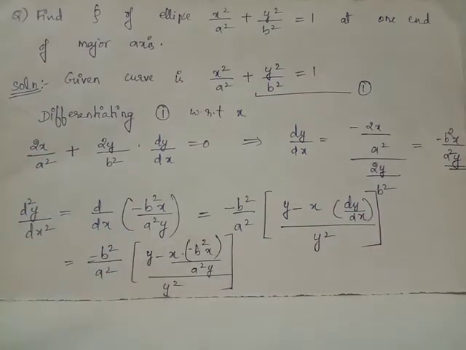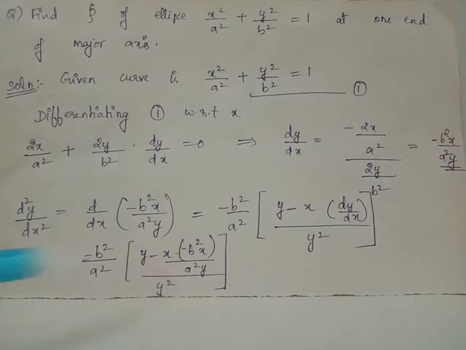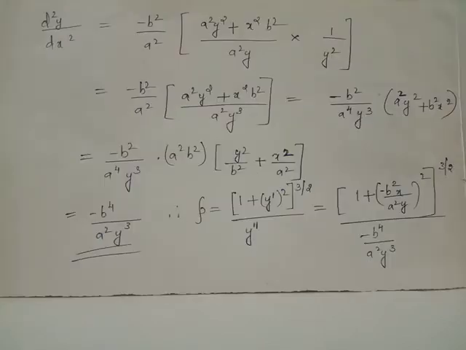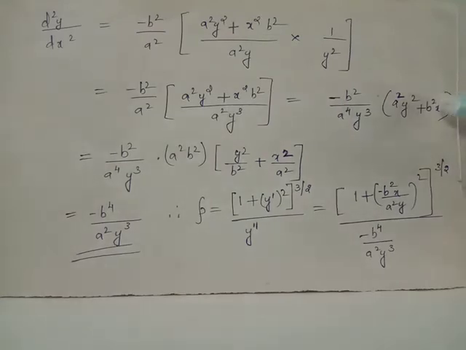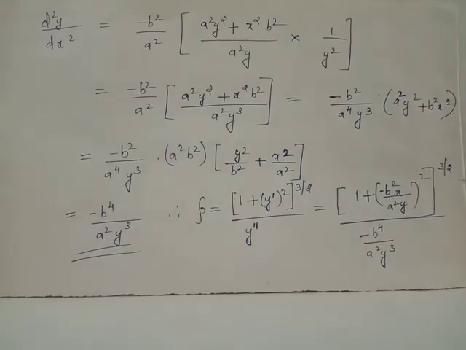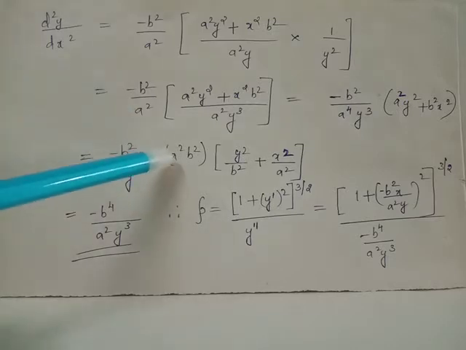Here you can take the LCM and it becomes a square y square plus b square x square divided by a square y, divided by y square. When y square is taken to the numerator, it becomes 1 by y square. Thus we have d square y by dx square equals negative b square by a square multiplied by a square y square plus x square b square divided by a square y cube. a square into a square becomes a raised to 4 in the denominator, and when you multiply and divide this expression using a square b square, you will get a square b square appearing in the numerator.